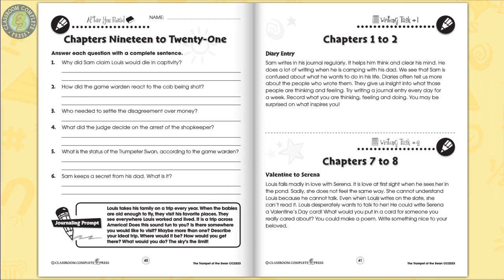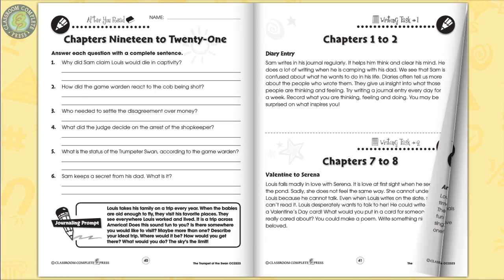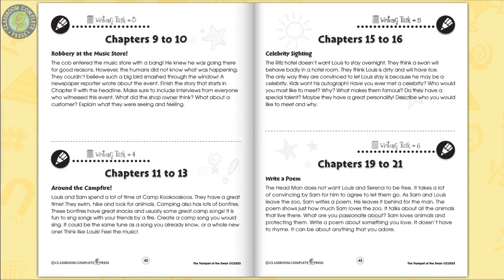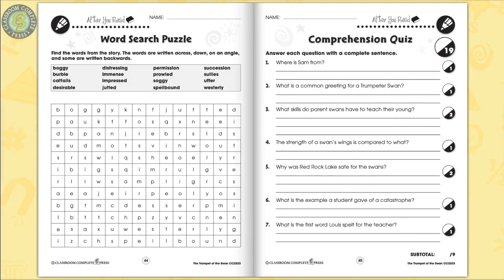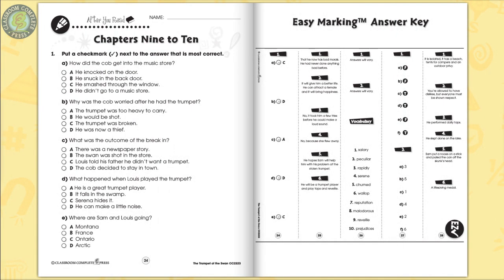Supplement an existing unit with in-depth writing tasks, such as writing a poem about something students love, similar to what Sam did for the headman at the zoo. A word search puzzle and comprehension quiz ends the unit. The easy marking answer key works by lining up perfectly with the matching question pages.